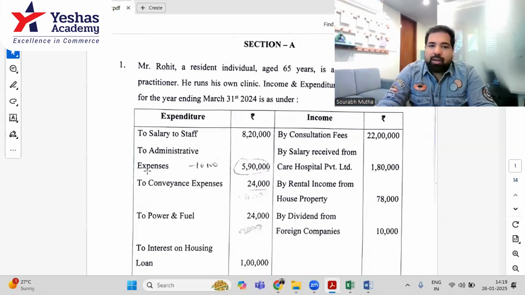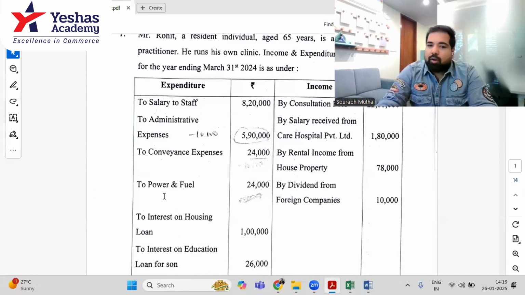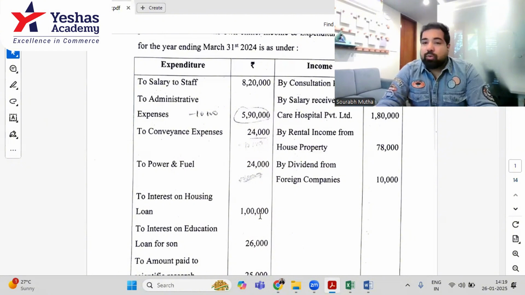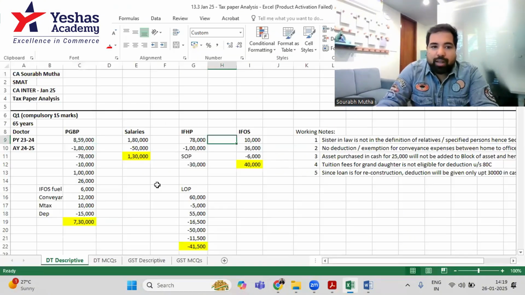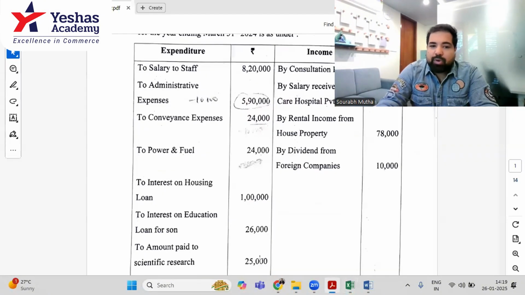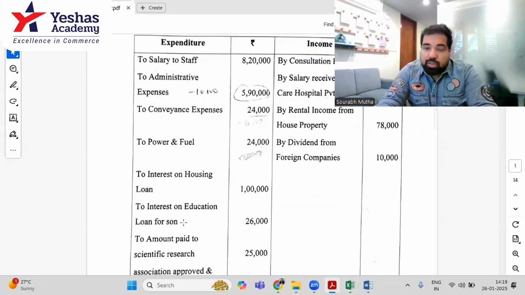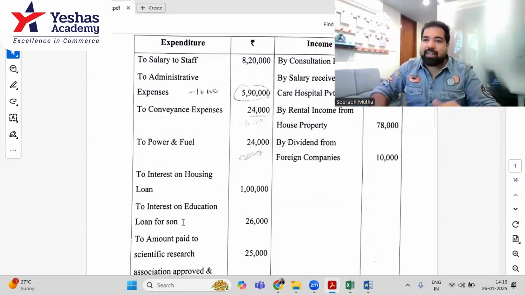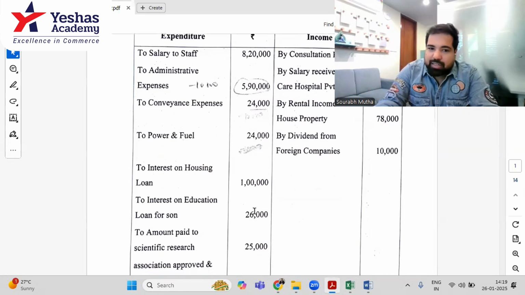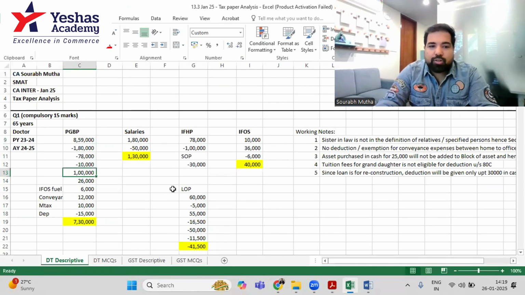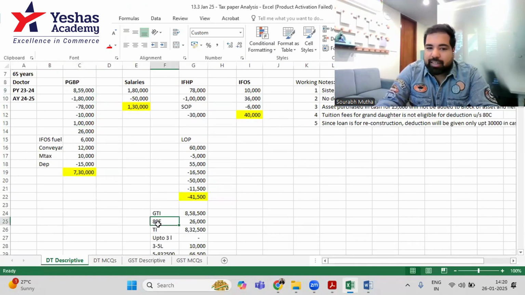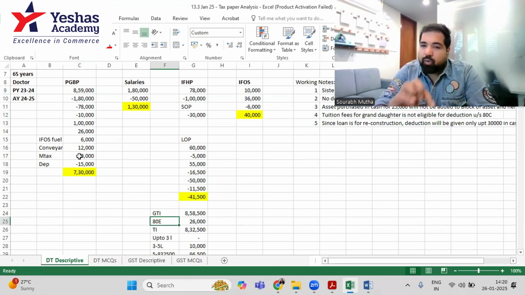Salary to staff is okay, admin expense is okay, conveyance is okay, power and fuel is okay. Interest on housing loan you cannot minus, so you'll have to add 1 lakh, which I've done here. And next is 27, interest on education loan for son. It's good that you're making your son study, taking a loan, but this again is a personal expenditure. Under 80E you will get a deduction. So I've written here as 80E. This is something that I've done in class also. This is the same pattern of doing it in rough first before you write the final number.